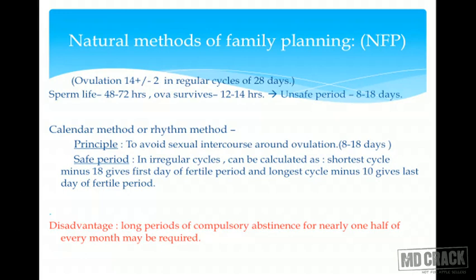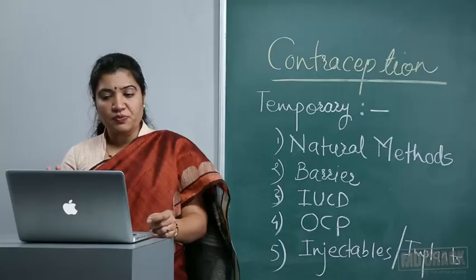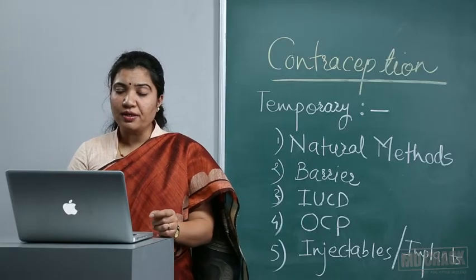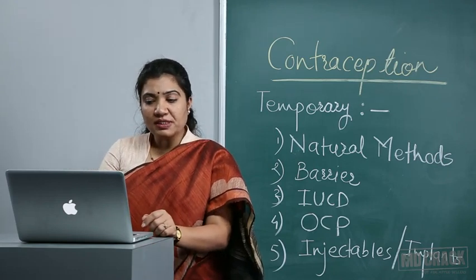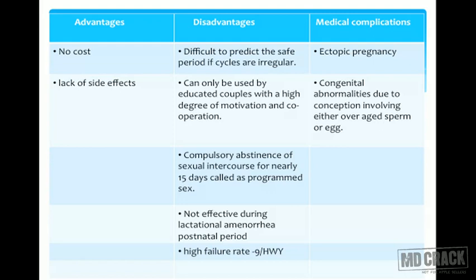From the shortest cycle minus 18 gives the first day of the fertile period, and the longest cycle minus 10 gives the last day. So this way we can help her to calculate her fertile period. The disadvantage is compulsory abstinence, which many couples may not like. The advantage is that it is low cost and there is no side effect as such.